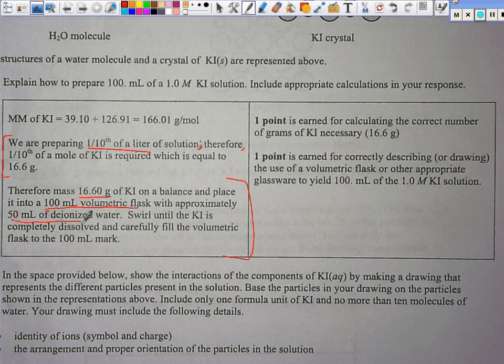Then, this is where I told you the kicker was. Swirl until what? Completely dissolved. Then, fill the volumetric flask to what? Is that not almost exactly what we wrote? Now, I'm being honest. Earlier, I printed this out, did not even look at it. Second period, I wrote everything except for the completely dissolved part.